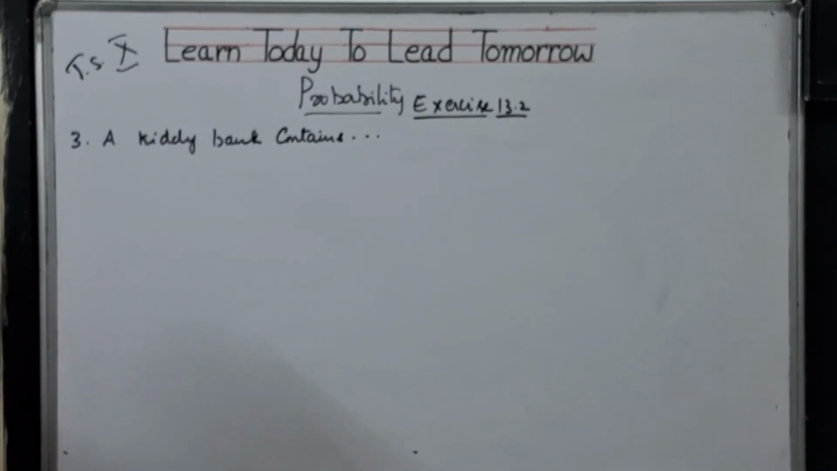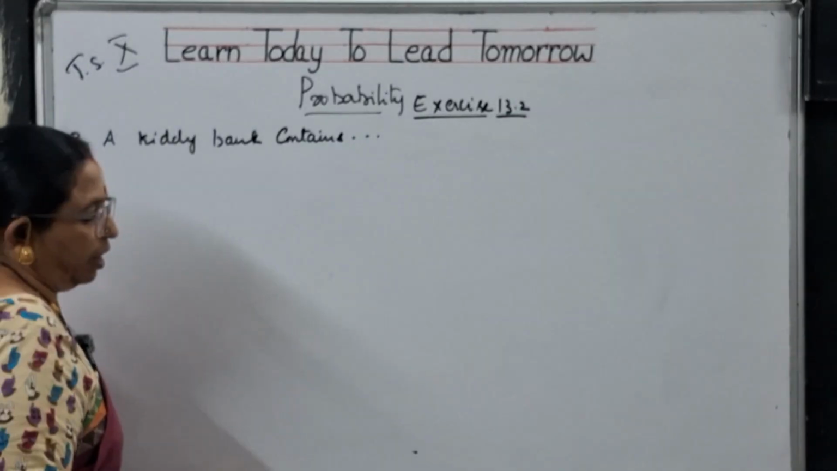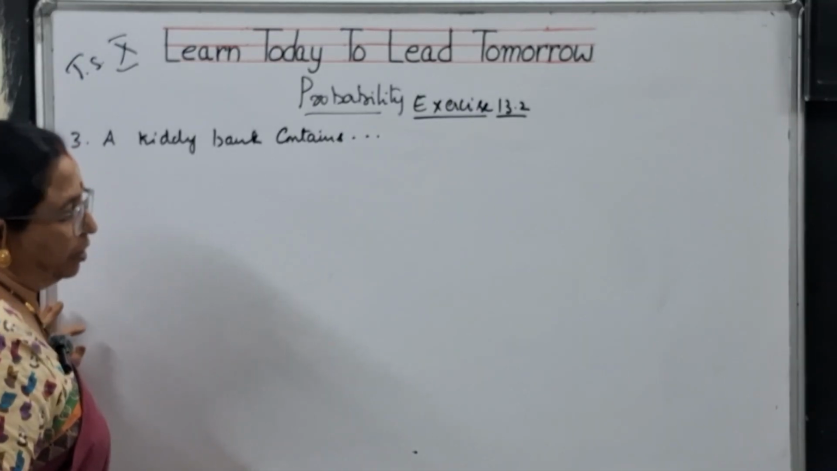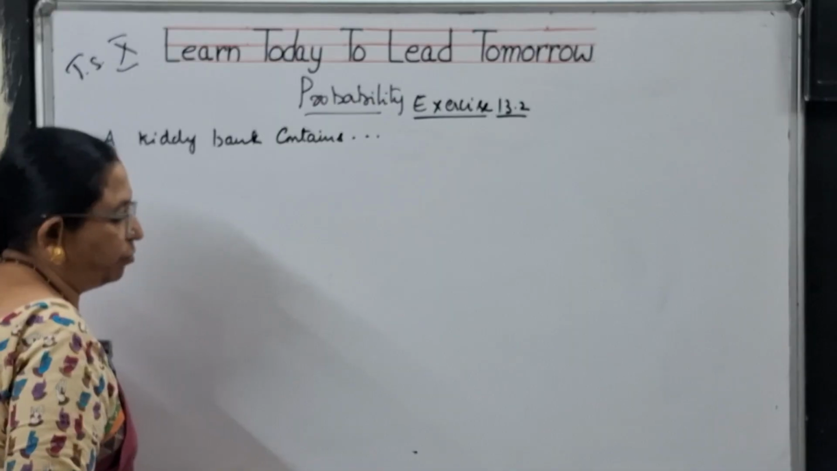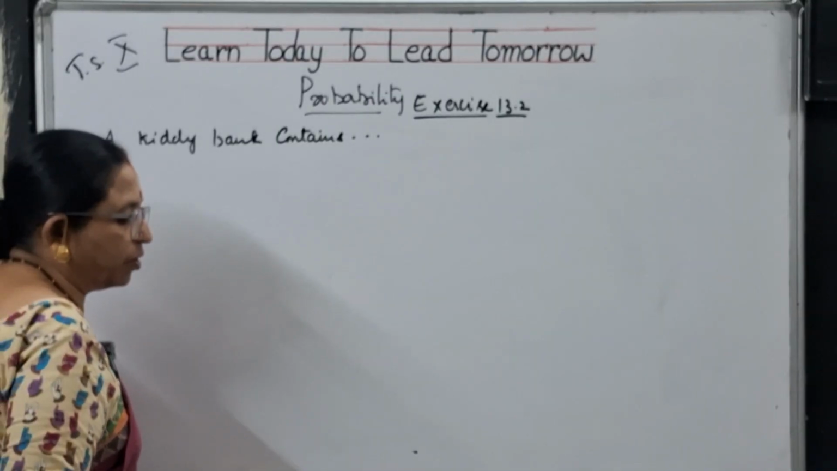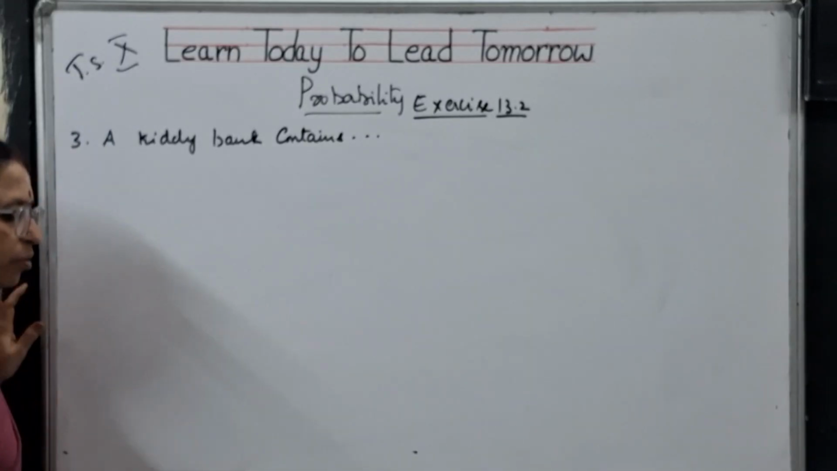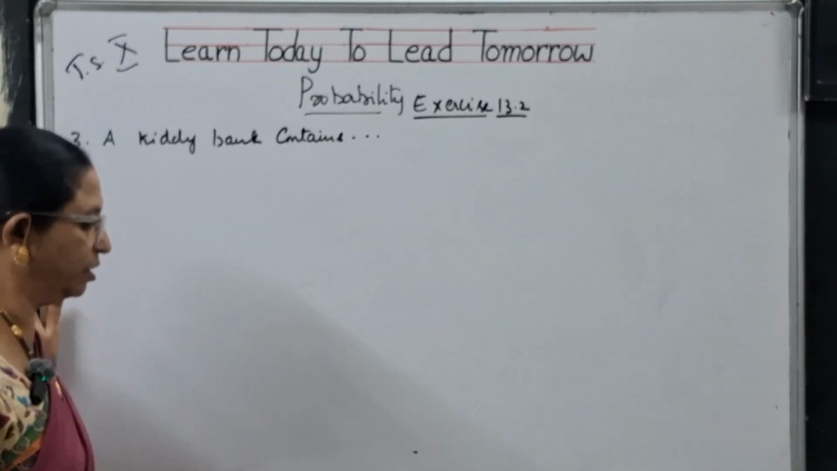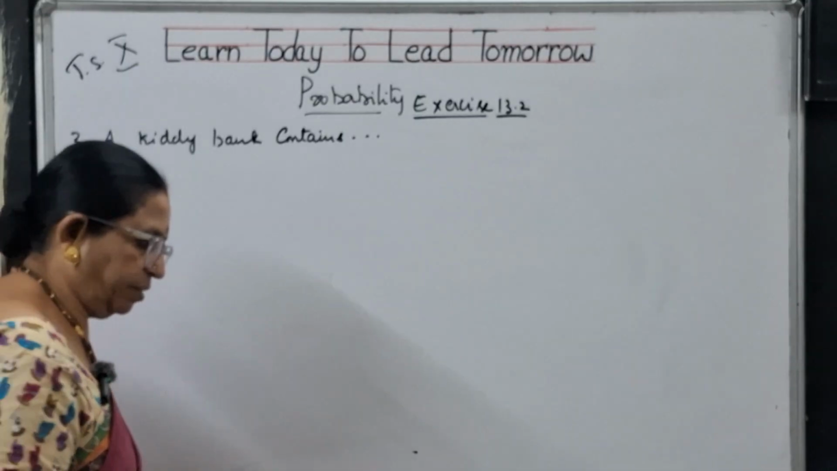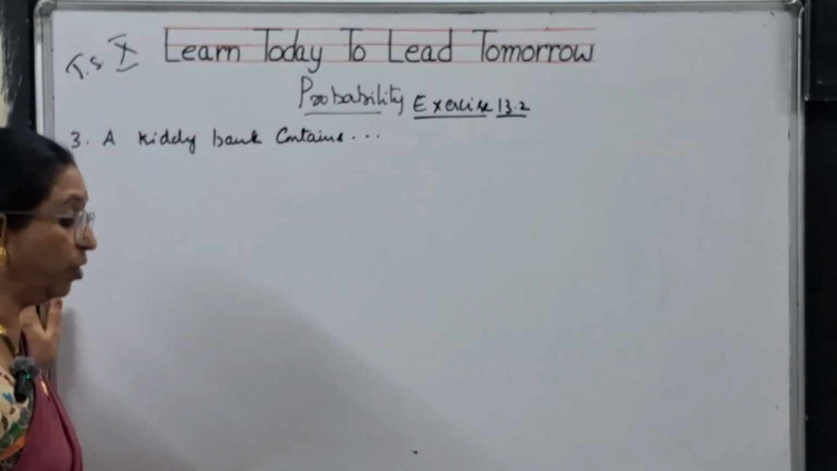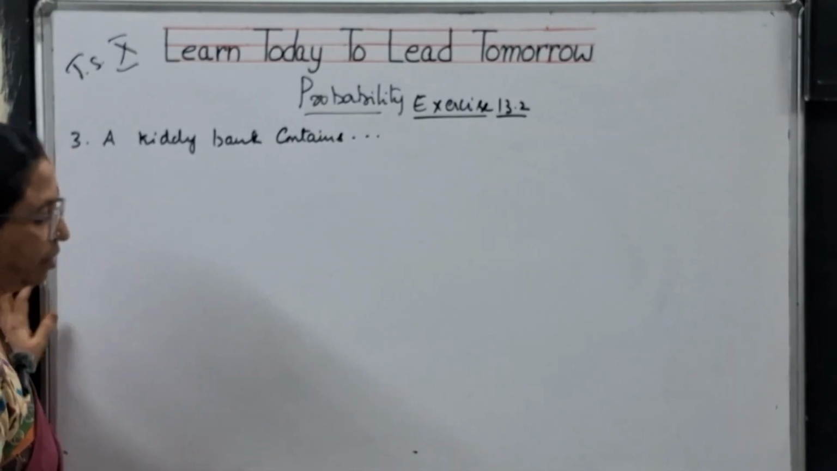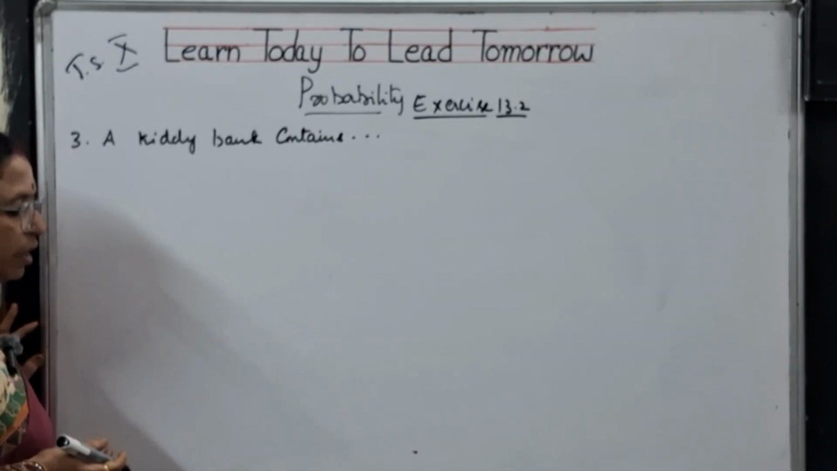Now third problem, children. A kitty bank contains 100 50 paisa coins, 50 1 rupee coins, 20 2 rupees coins and 10 5 rupees coins. If it is equally likely that one of the coins will fall out when the bank is turned upside down, what is the probability that the coin will be a 50 paisa coin, will not be a 5 rupees coin? So there is a kiddie bank.